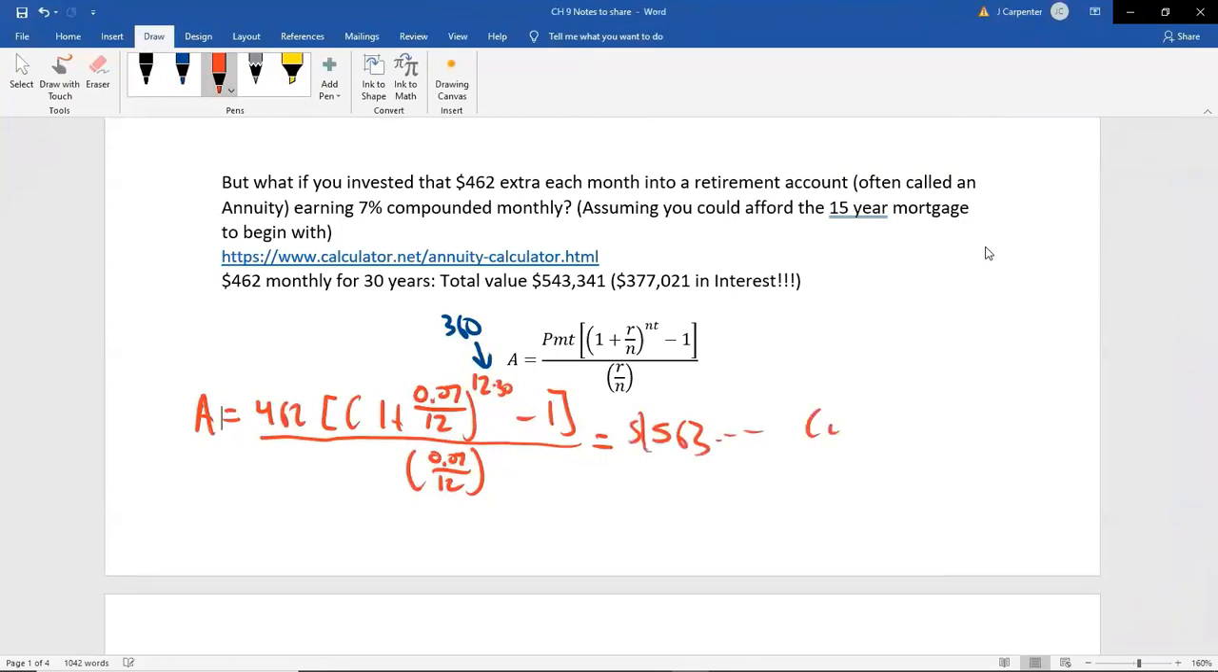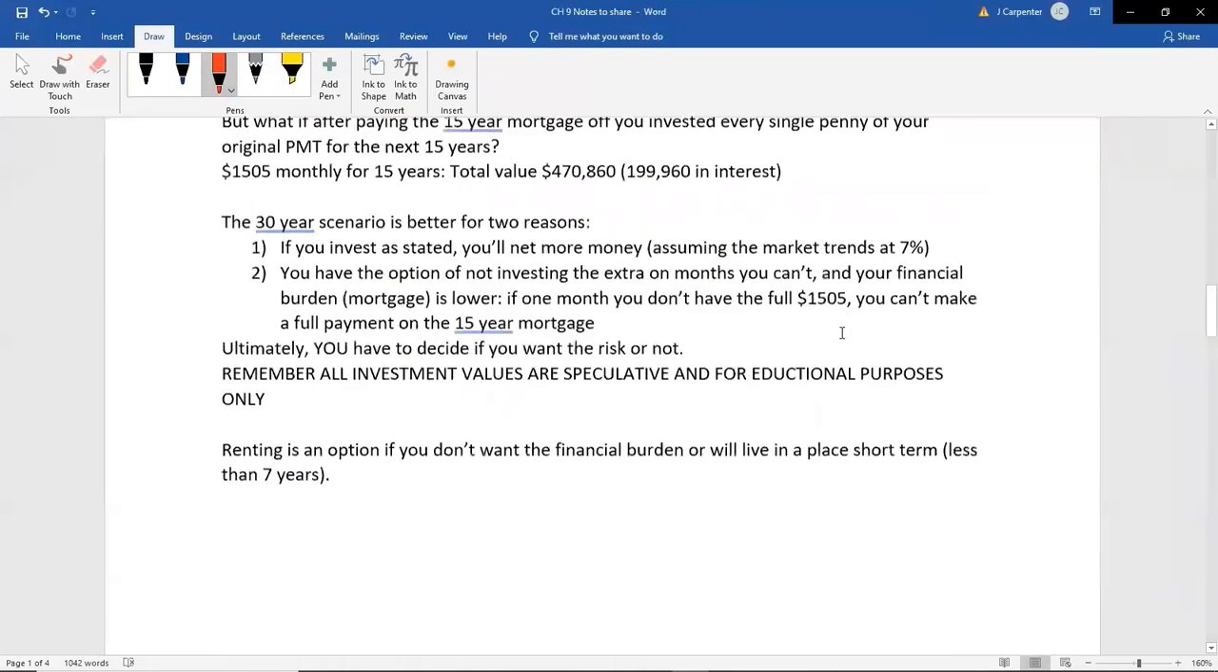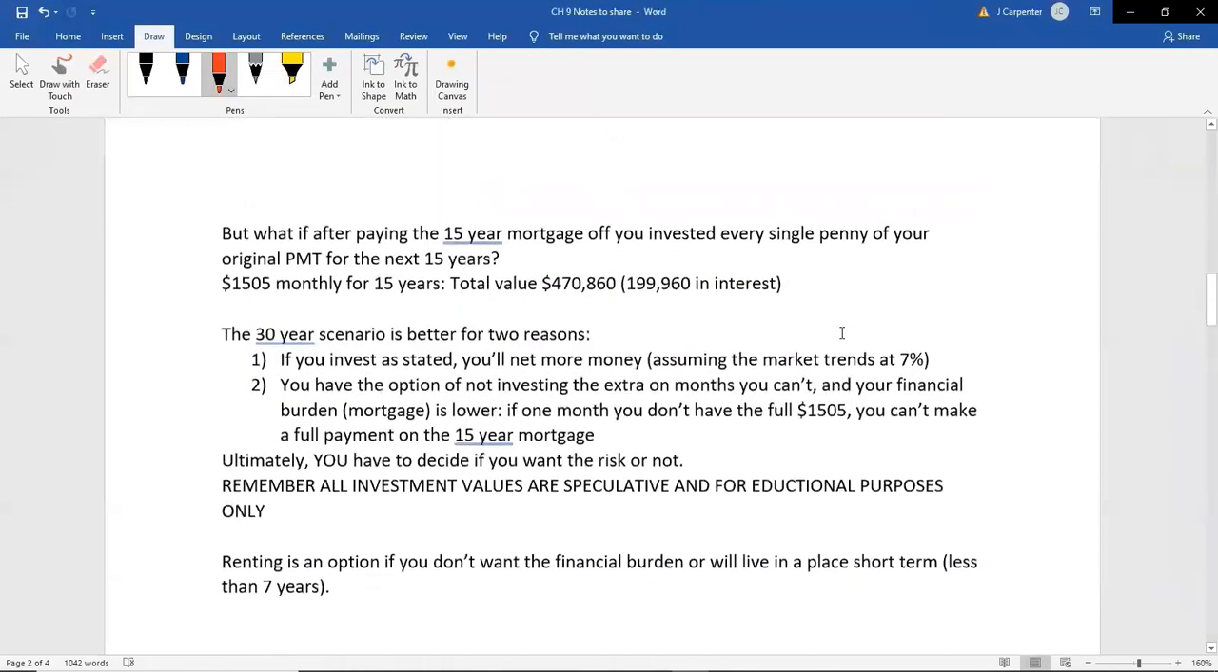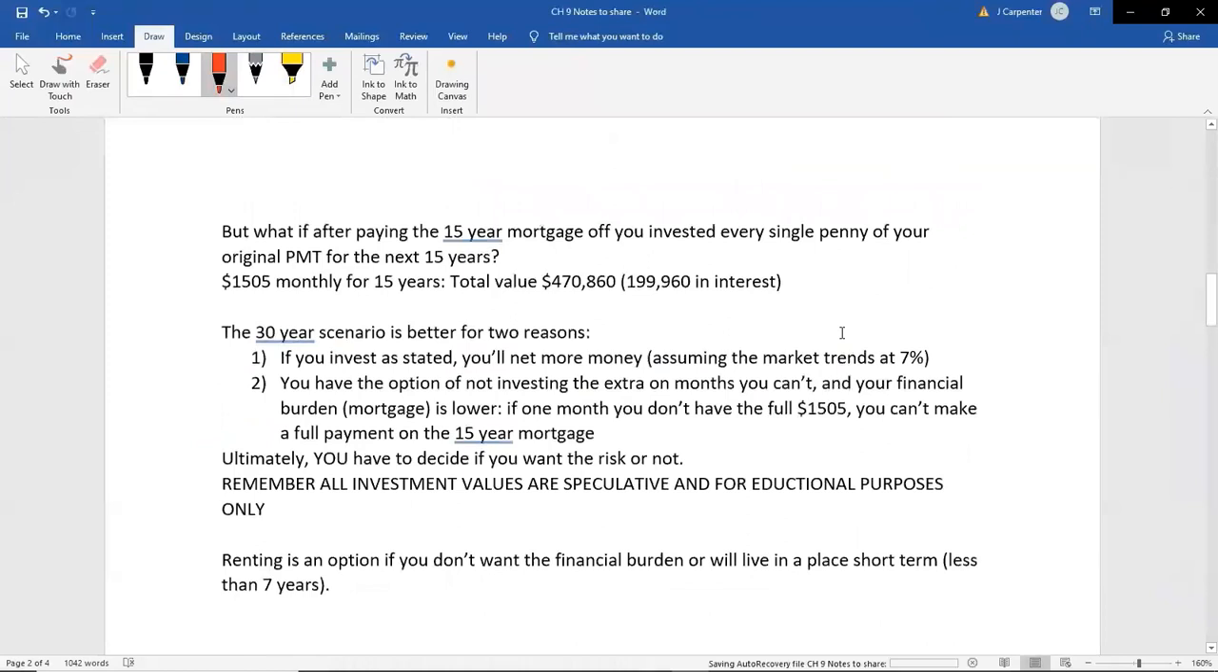$563,000, which was close. It's not super accurate, but it's ballpark. So again, do you take the 15 or the 30-year mortgage? That's your decision, not me telling you what to do, but you've been educated on what you can do with your spare change if you can afford the 15-year and instead take the 30-year.